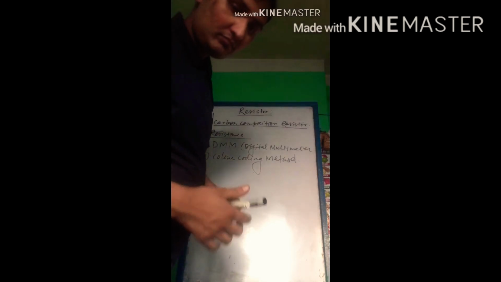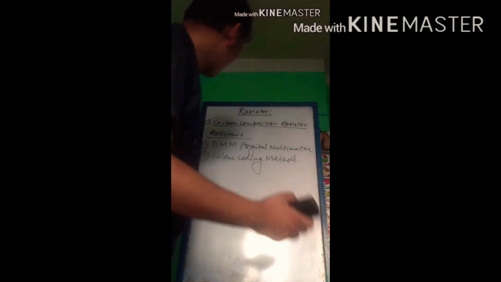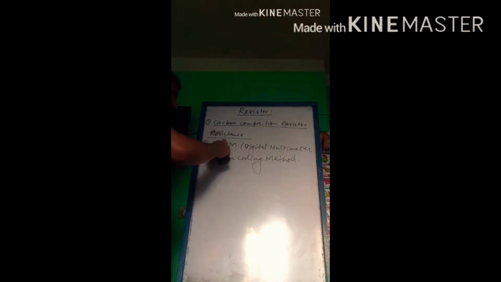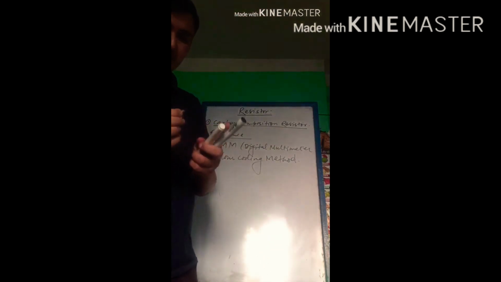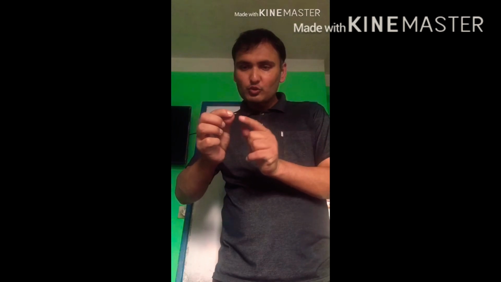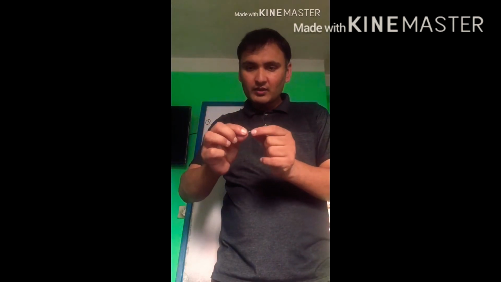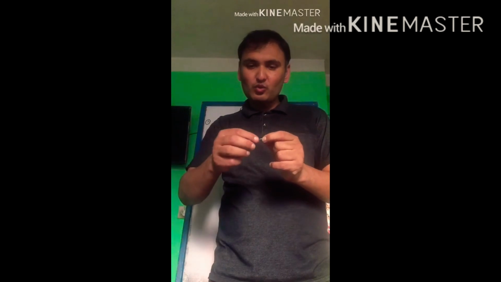We have discussed already that there are two ways. One is by digital multimeter. How will you find the resistance of this resistor by digital multimeter? In a digital multimeter there are two probes. Join the two probes to the two ends of the resistor, then the reading will be shown in the multimeter, and then we can know the resistance of this resistor.